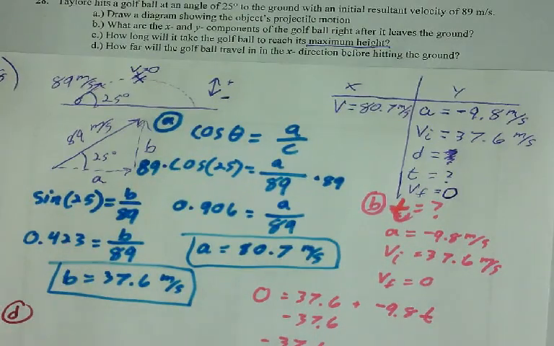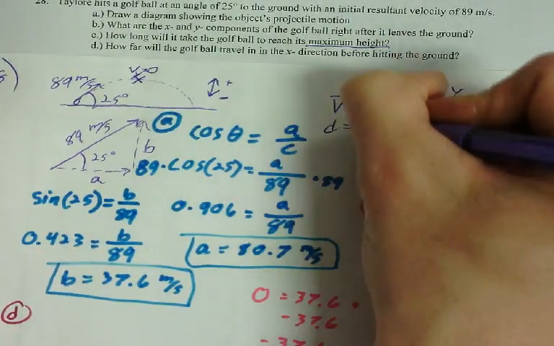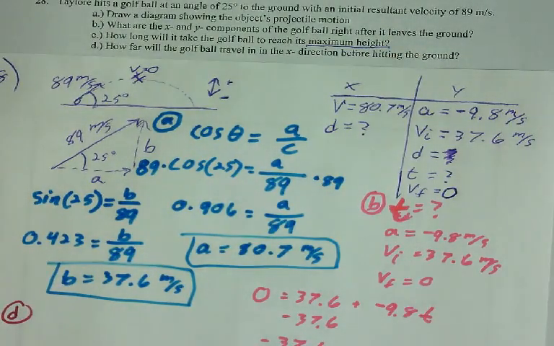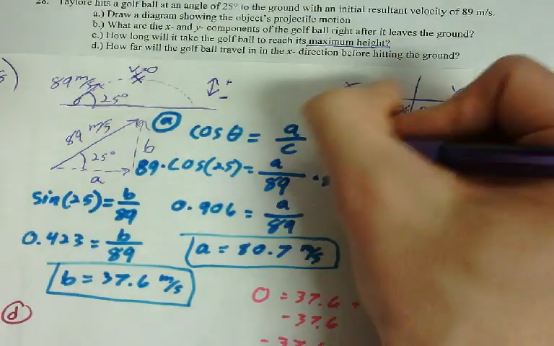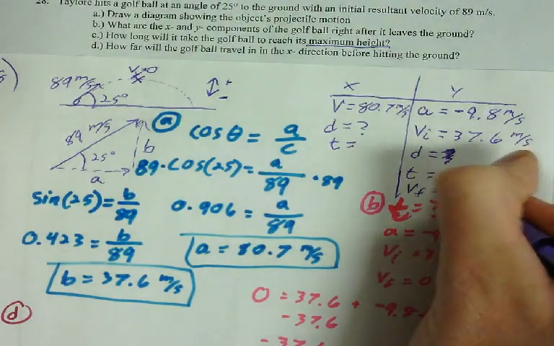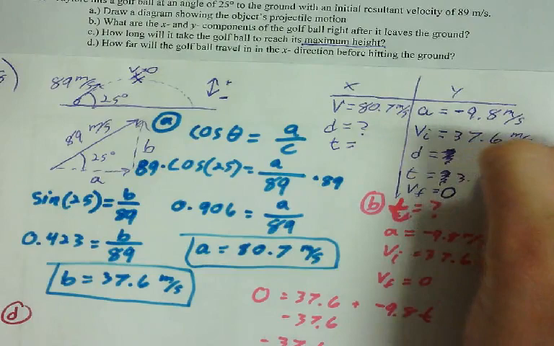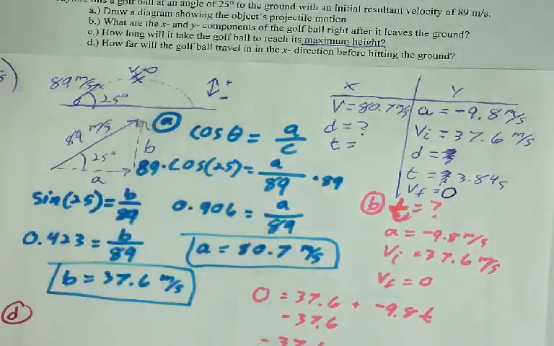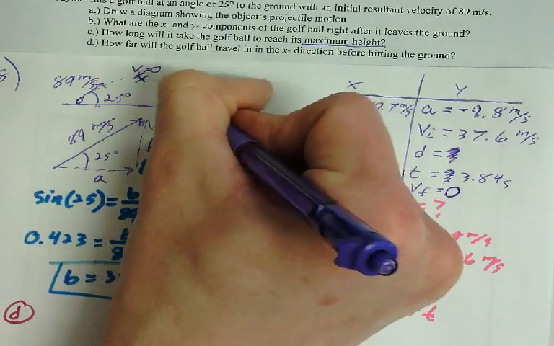Okay, D. How far will it go in the x direction? So that's pretty obvious to me that we're solving for D for the x column. But we need to know the time. Be careful. Don't just automatically assume it's the exact same time I got here for the y. So the time I got for the y direction when I solved was 3.84. But that's only the time to get to the highest point. I don't want that. I want the time to get to the end.